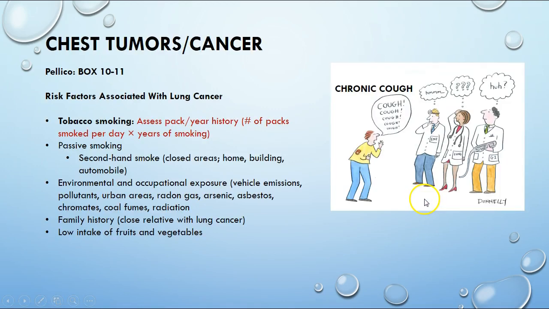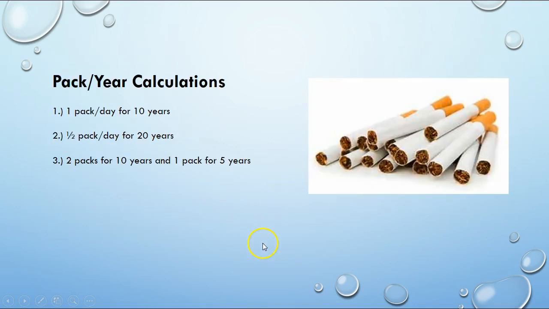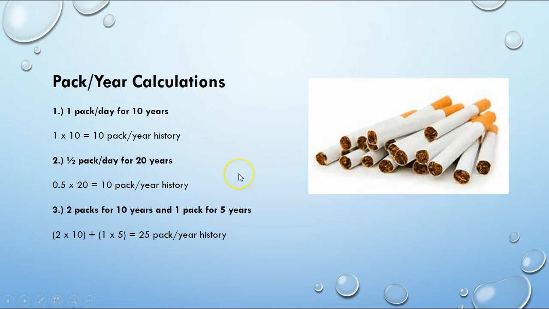Chest tumors. Make sure you know how to assess a pack-year history. There's a few examples on the next two slides. And a lot of times folks who do have tumors or cancer, over time what you're going to see is a chronic cough. So make sure that you can do these problems here. If you want to pause it here. Here are your answers.